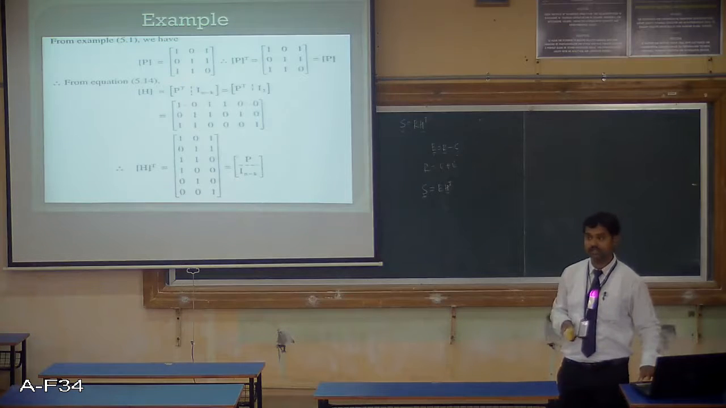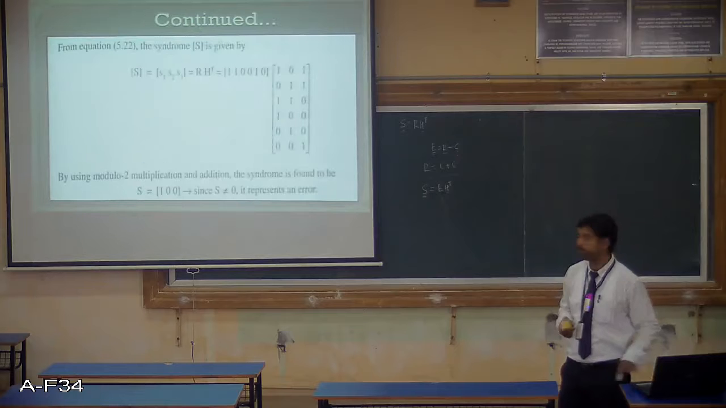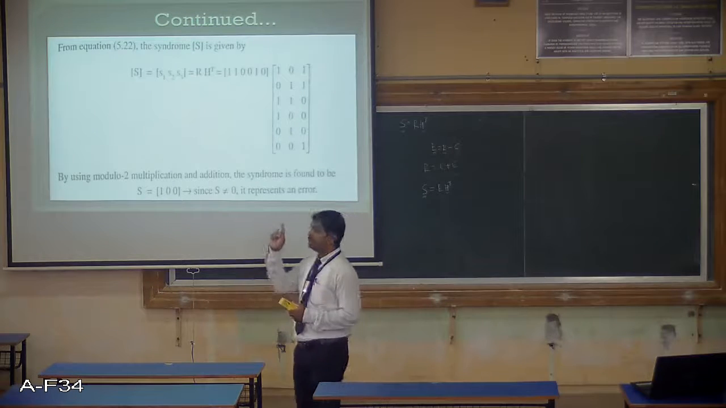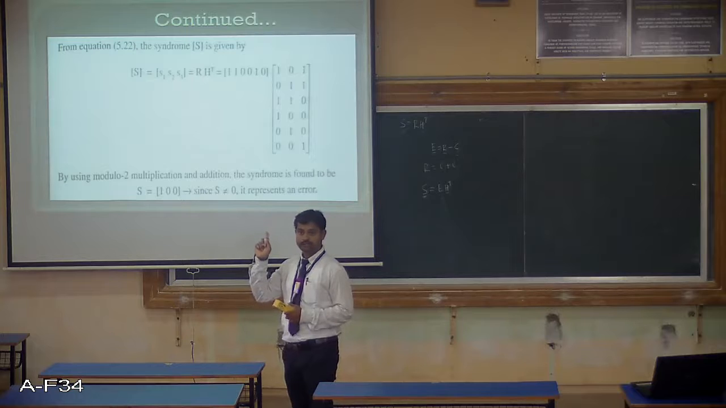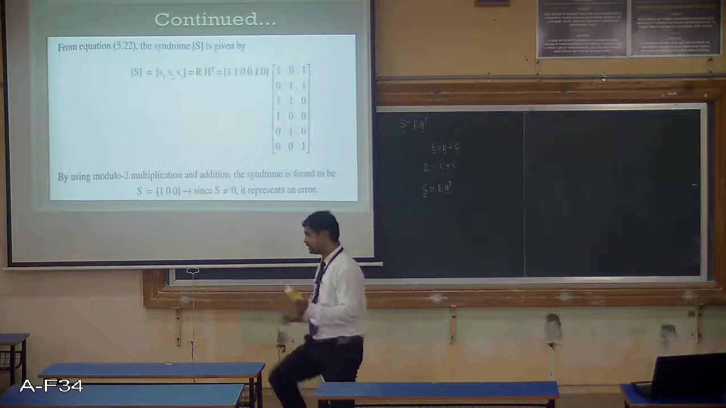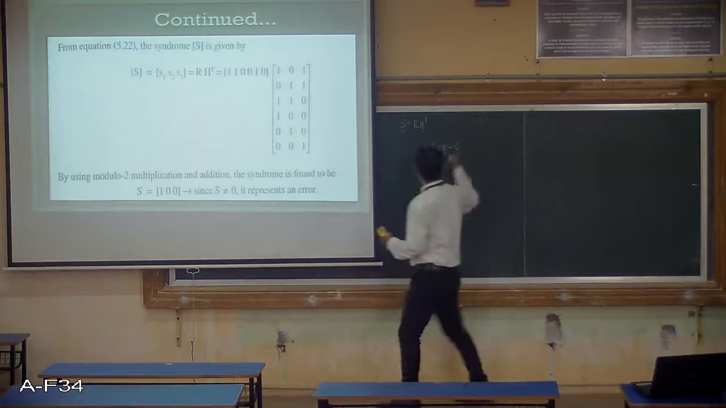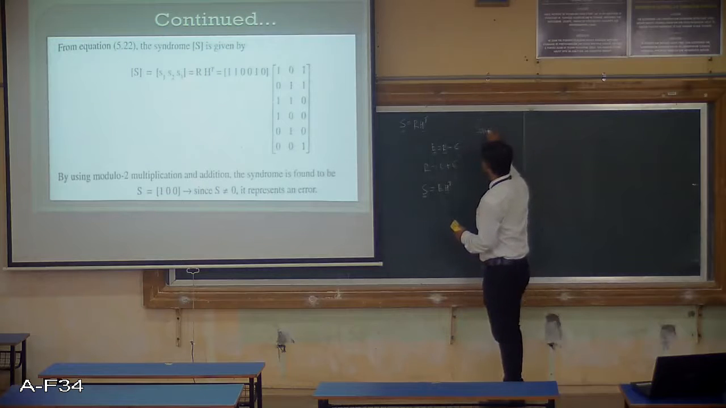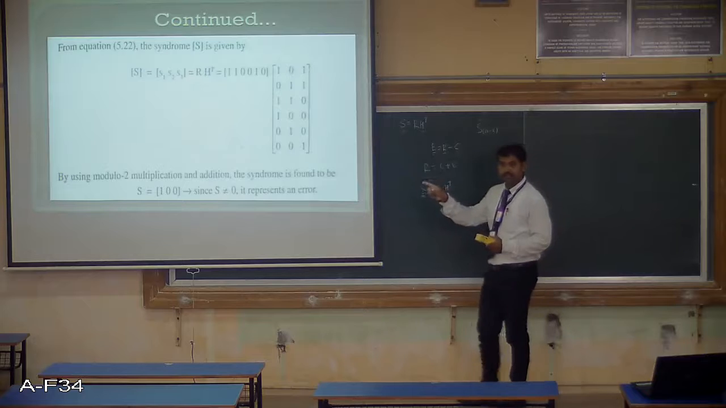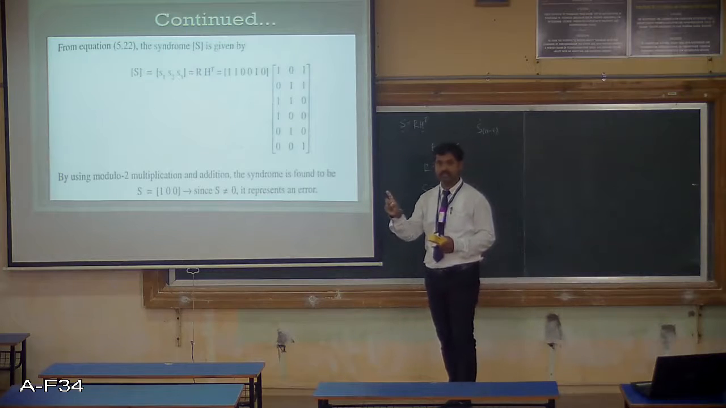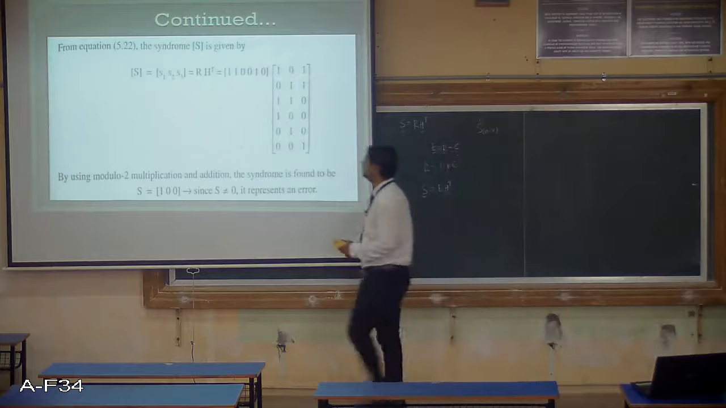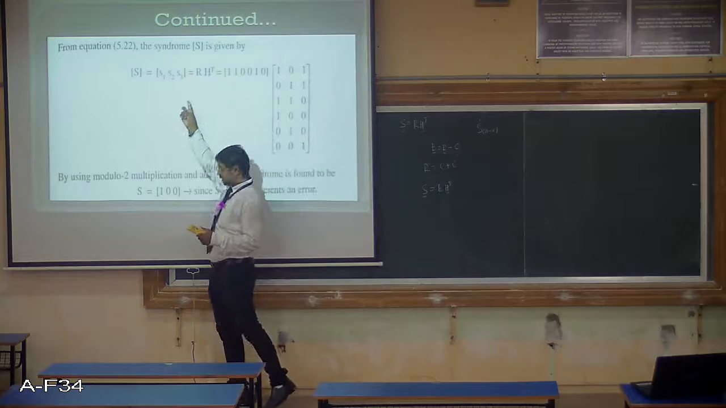I am finding the syndrome actually. So syndrome S is equal to S1, S2, S3. The syndrome matrix is of order n minus k. It's a 6-3 code, 6 minus 3 is 3, so it has only 3 elements, S1, S2, S3.